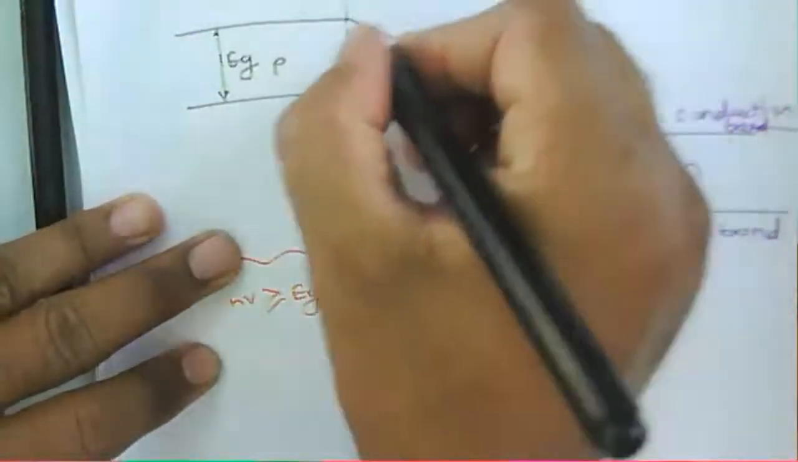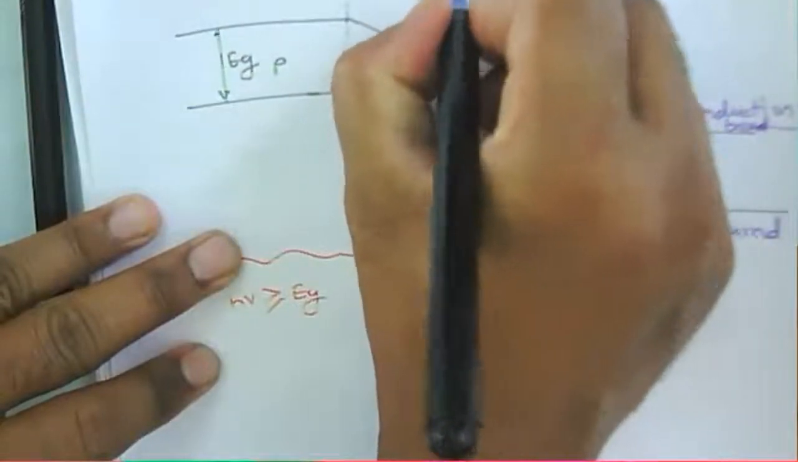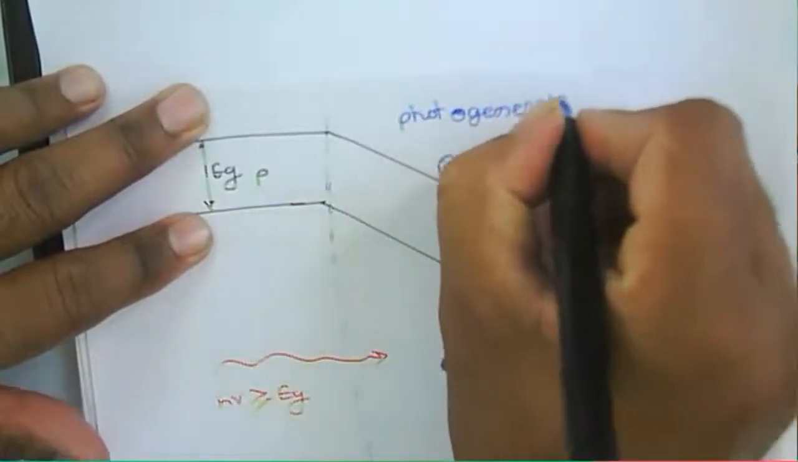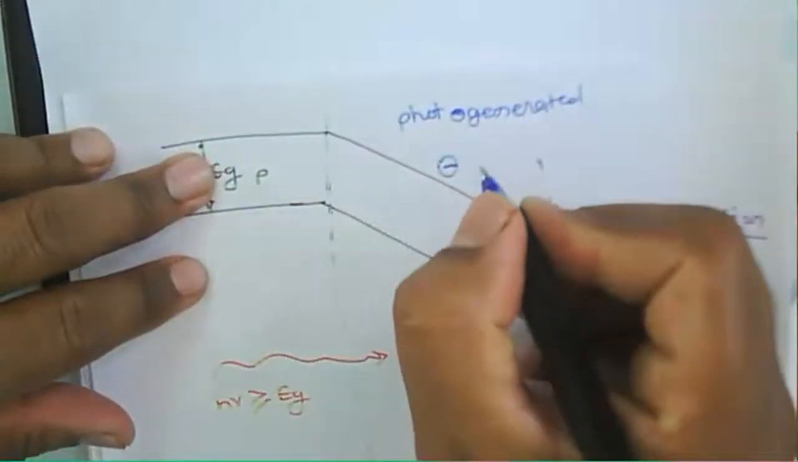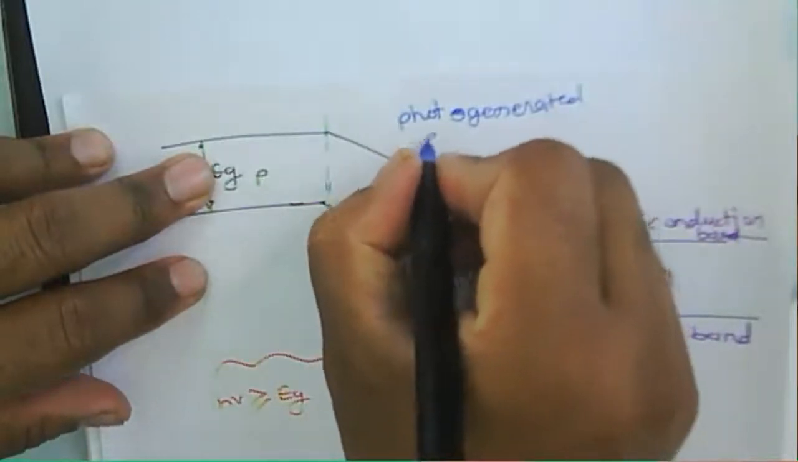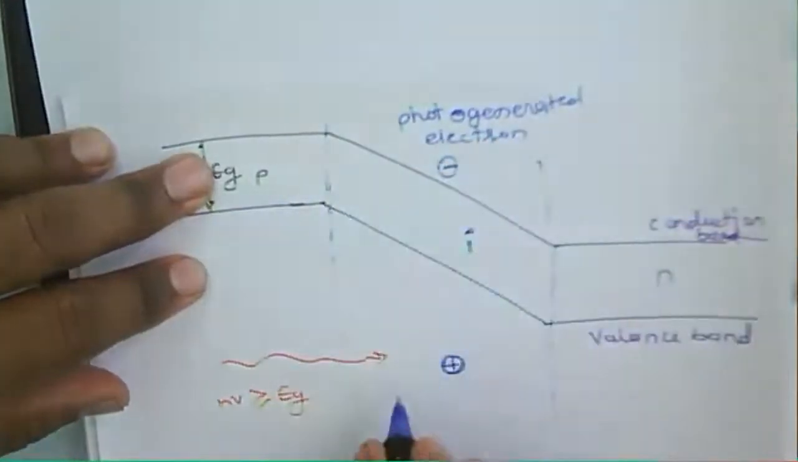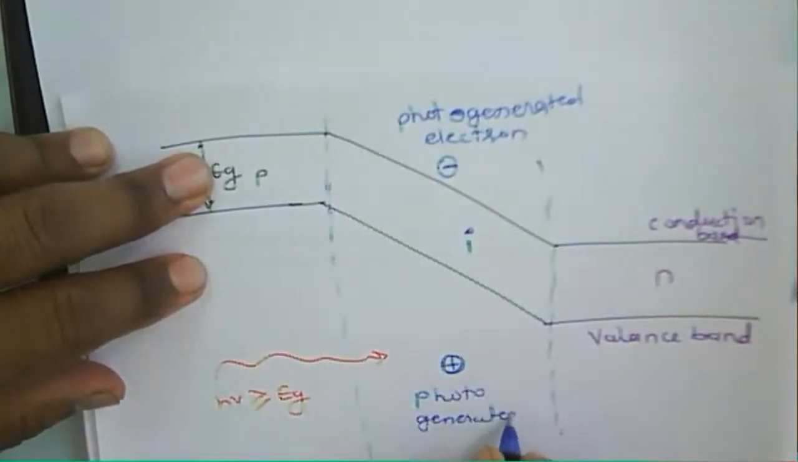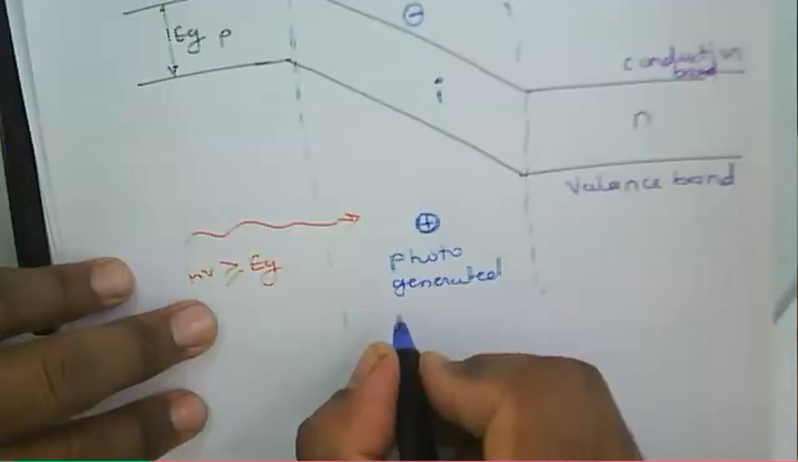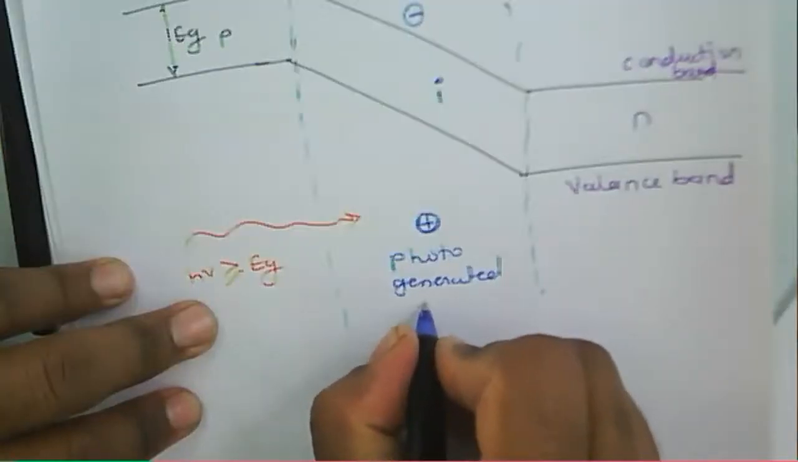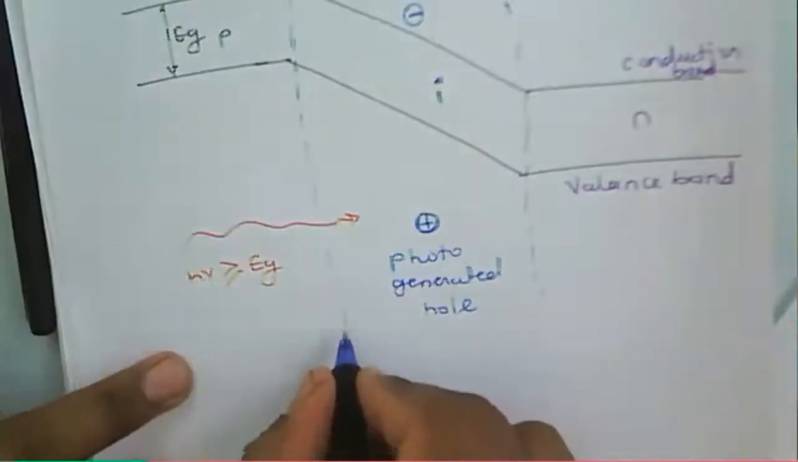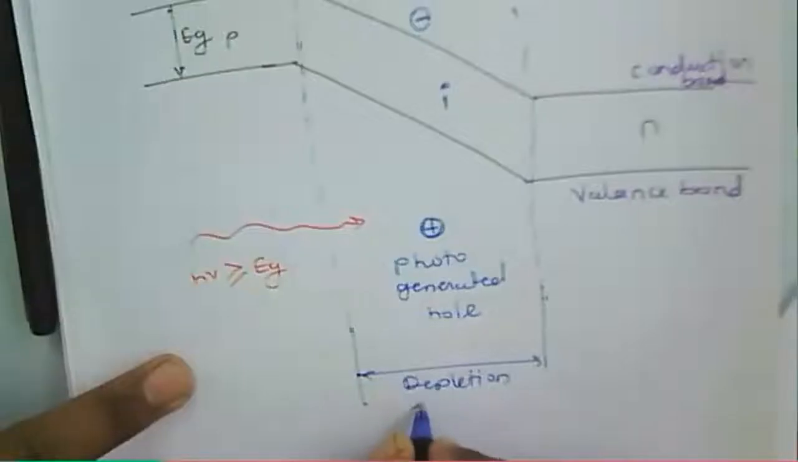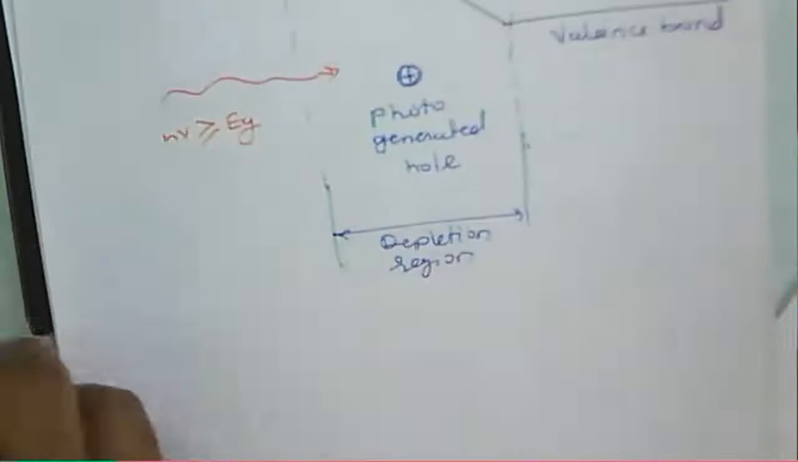So this is about a photo generated electron, and this one is about a photo generated hole. And this one is nothing but what we can say, a depletion region. This one is nothing but the depletion region.